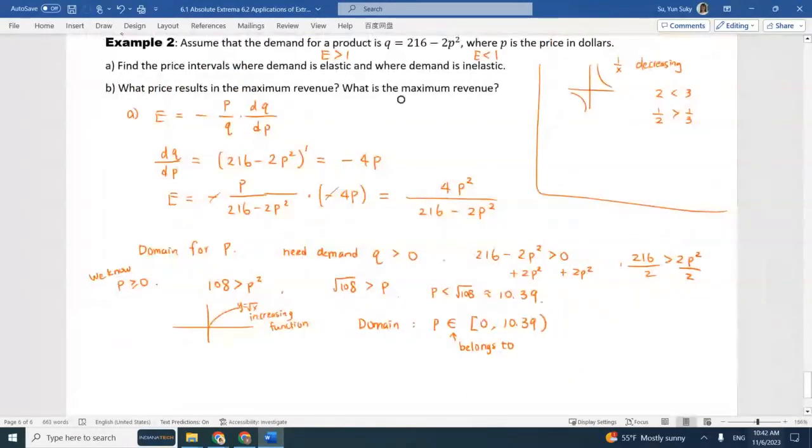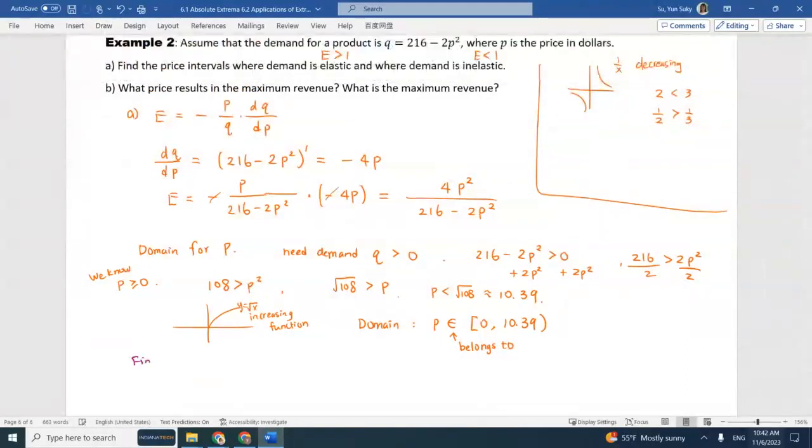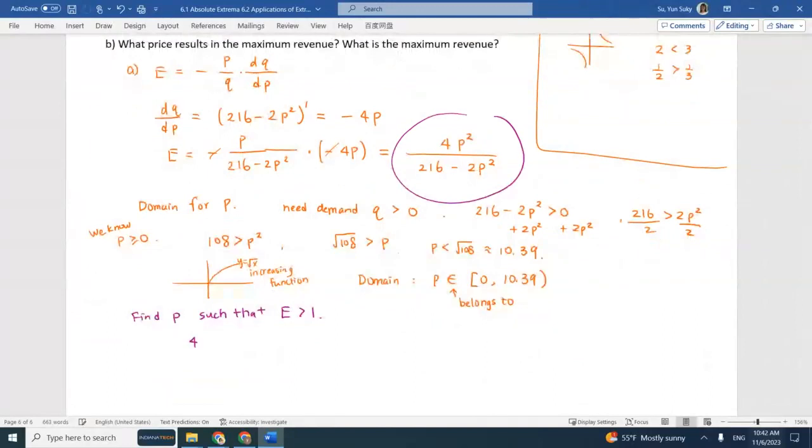So we haven't solved our problem yet, because the problem said we want to find the P such that the Y is greater than 1. And Y is what? This is Y: 4P squared over 216 minus 2P squared. This is greater than 1. Okay, everybody? We want to solve for P. But do you see this is the denominator? You don't want to see a denominator, right, everybody?